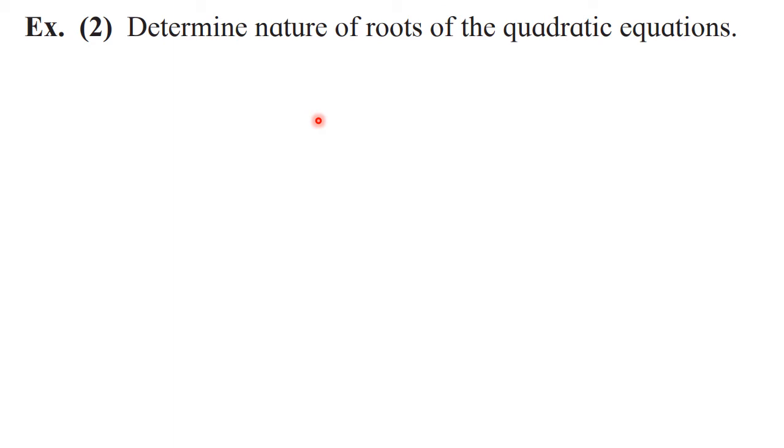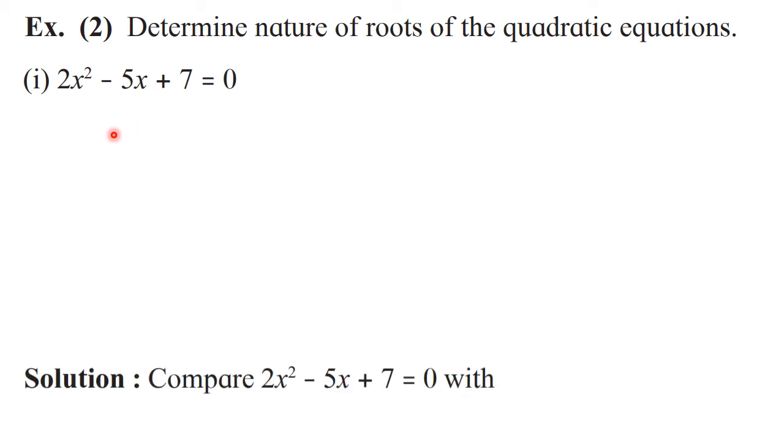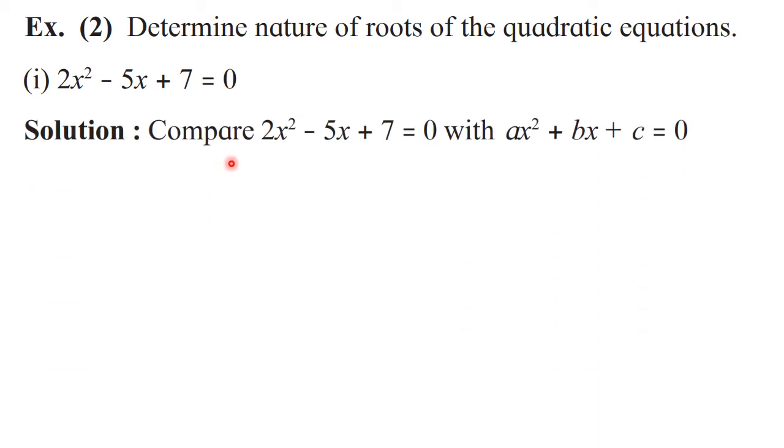Okay, so let us see the question now. First one is 2x square minus 5x plus 7 is equal to 0. The equation is in standard form, so we don't have to convert it. So let us compare this with standard form, that is ax square plus bx plus c is equal to 0. And after comparing, we get a is equal to 2, b is equal to minus 5 and c is equal to 7. So write it down.